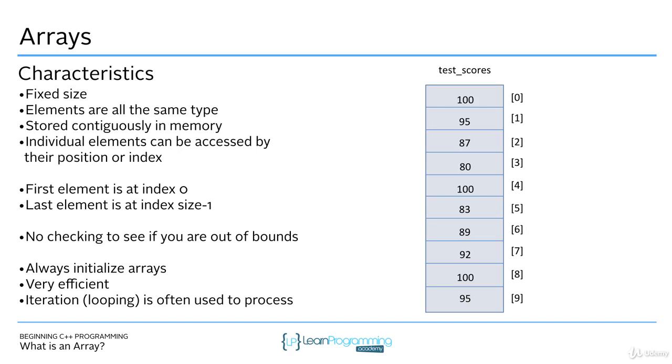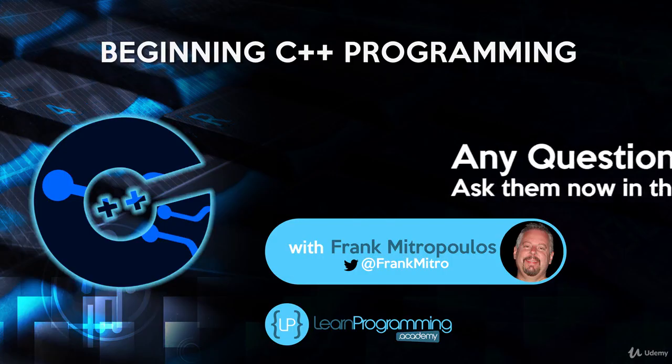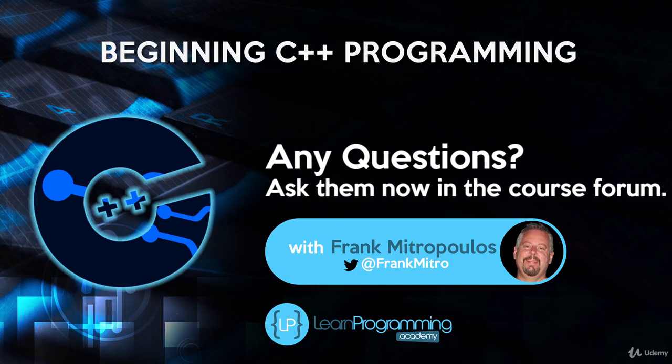Finally, in a few sections, we'll talk about iteration or looping. As you can imagine, looping is used all the time with arrays since we often need to loop through the arrays and process every element. Just like variables, always initialize the arrays or they'll contain unknown values. Arrays are extremely efficient in C++ since they are bare bones raw arrays. Later in this section, we'll talk about C++ vectors, which are super powerful, dynamic, and safer to use than arrays. In the next video, we'll see how to declare arrays.